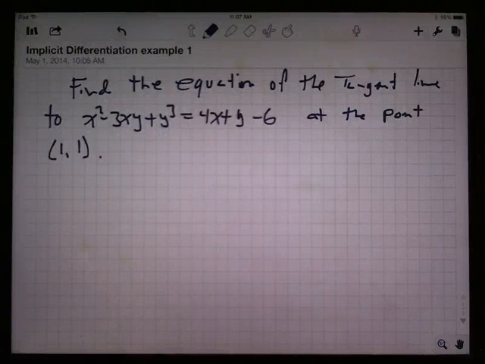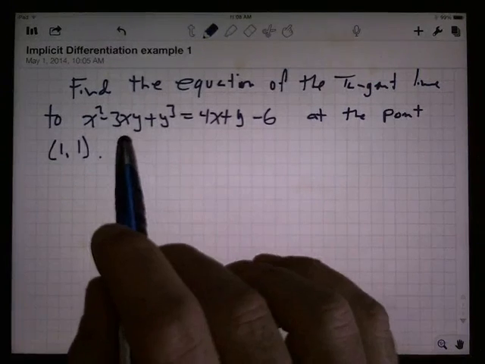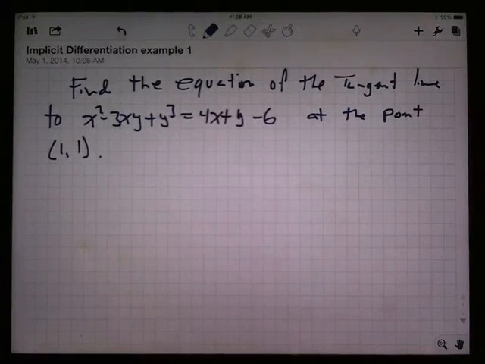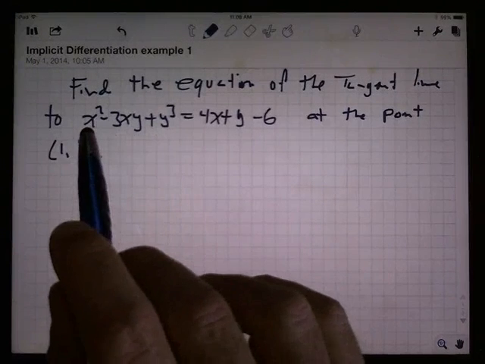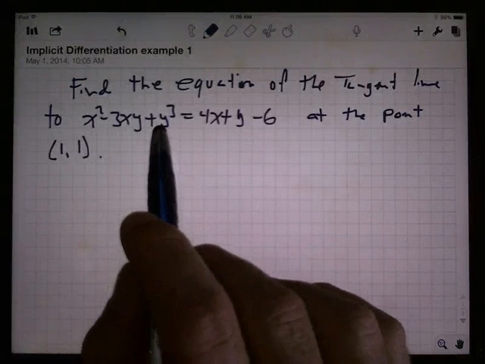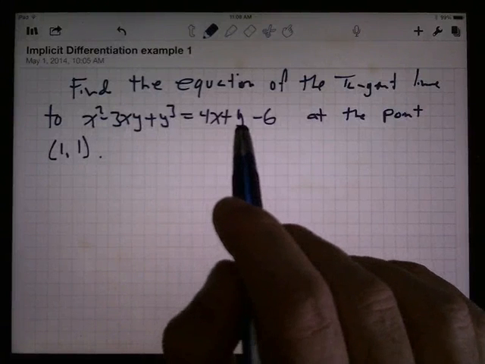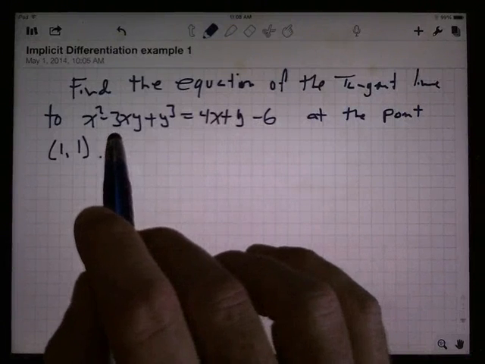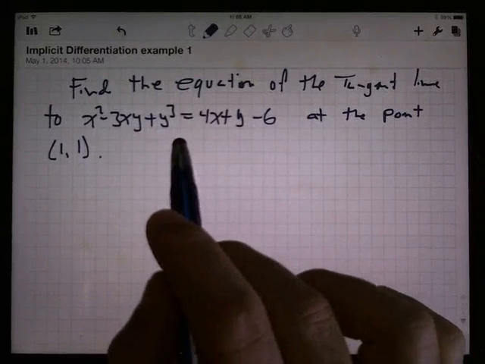All right, I want to do an example here of using implicit differentiation. I want to do the following problem. Find the equation of the tangent line to this graph at the point (1, 1). It is useful to note that if I plug a 1 and a 1 in here for x and y, this is a 1 minus 3 plus 1, so that's a negative 1 on this side, and this is a 4 plus 1 minus 6, so that's a negative 1 on this side. And so the negative 1 is equal to negative 1, and so yes, (1, 1) is on this curve, whatever the curve looks like.